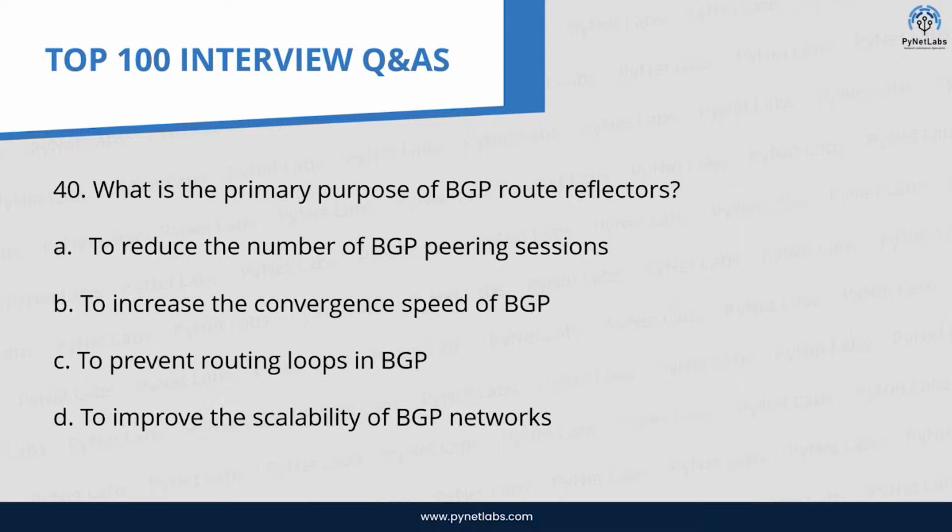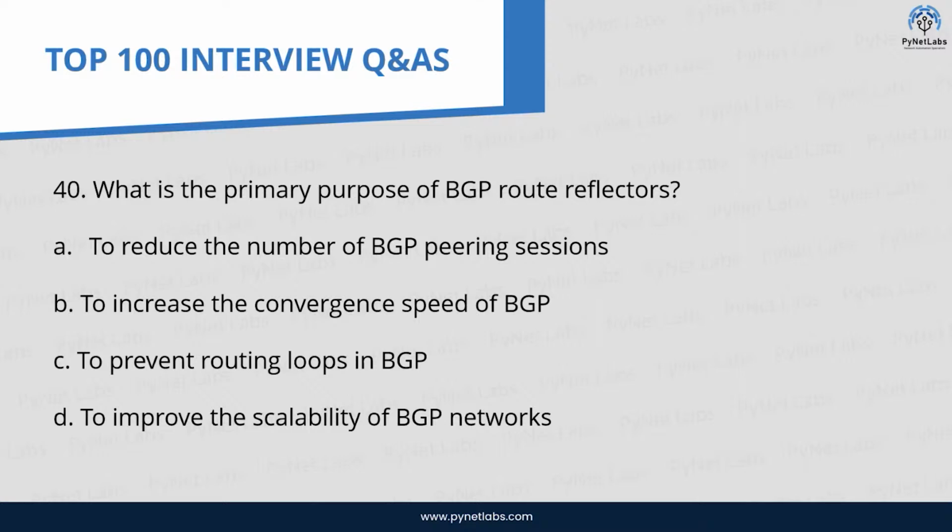What is the primary purpose of BGP route reflectors? So it says to reduce the number of BGP peering sessions, to increase the convergence speed of BGP. No, not really. To prevent routing loops. No. To improve the scalability of BGP networks. So over here, whenever we are saying the purpose of route reflectors, it will be improving the scalability of BGP networks. But see, options A and D both seem correct.